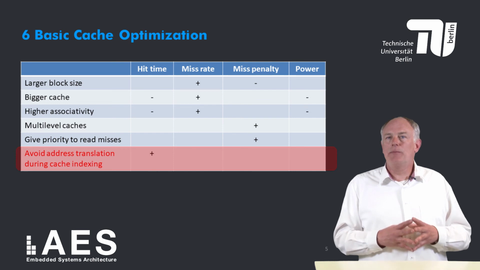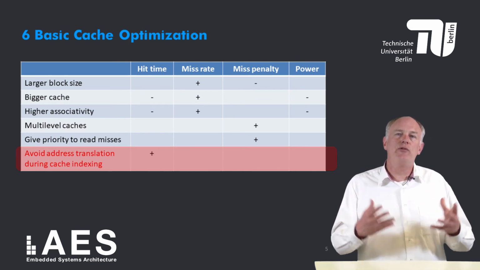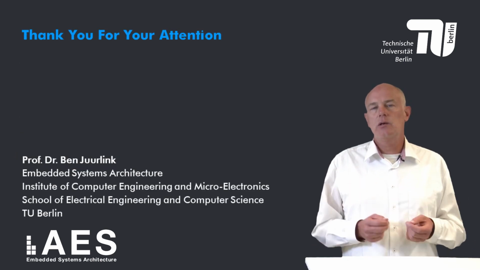Finally, the sixth optimization discussed in Appendix B of the textbook is to avoid virtual to physical address translation during cache lookup. This concludes this lesson.